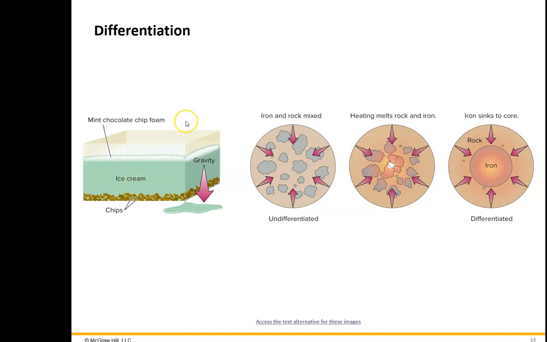And so what will happen as the ice cream begins to melt, the mint chocolate chips, which were distributed evenly throughout the ice cream, will end up at the bottom, right? Because they are more dense. That's the basic idea of differentiation. And the same thing happened to the Earth, right?